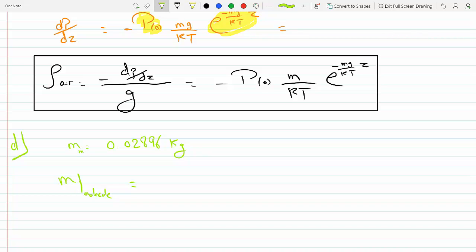that would be 0.02896 divided by 6.02 times 10 to the 23 atoms. That's Avogadro's number. And so that would get me 4.81 times 10 to the minus 26 kilograms.